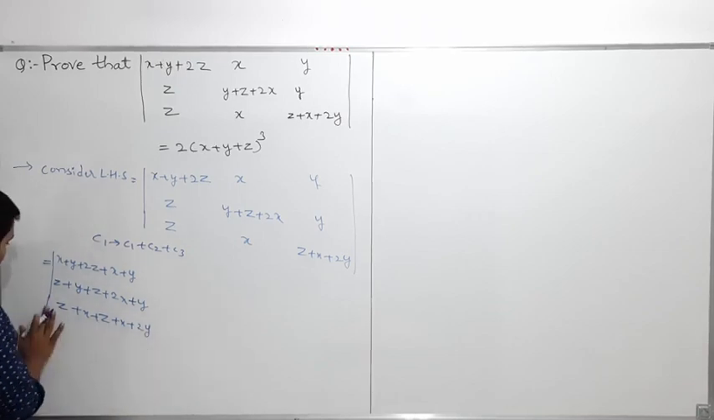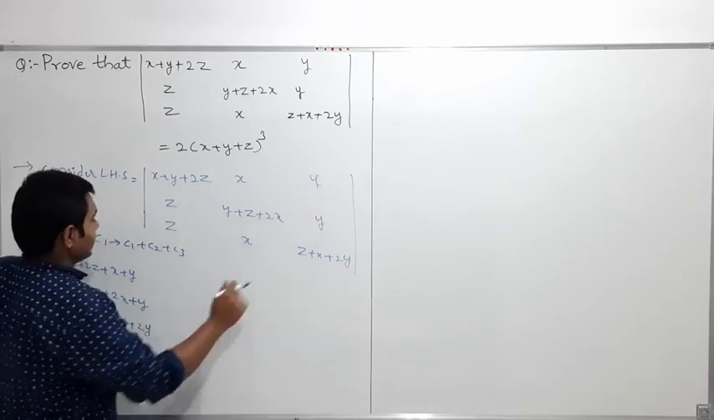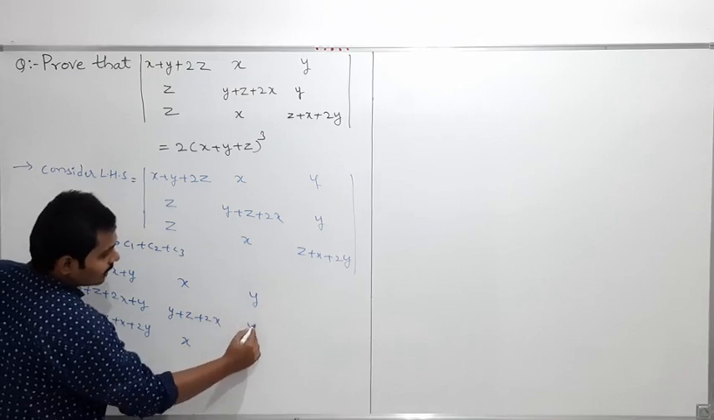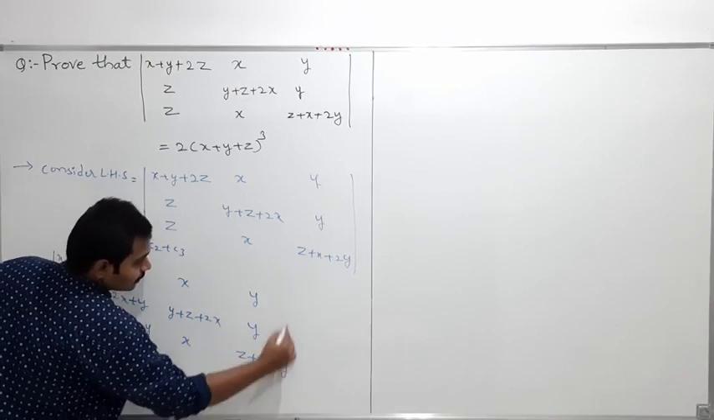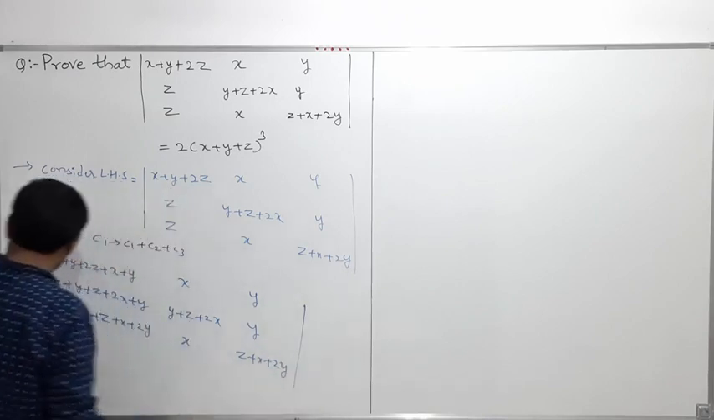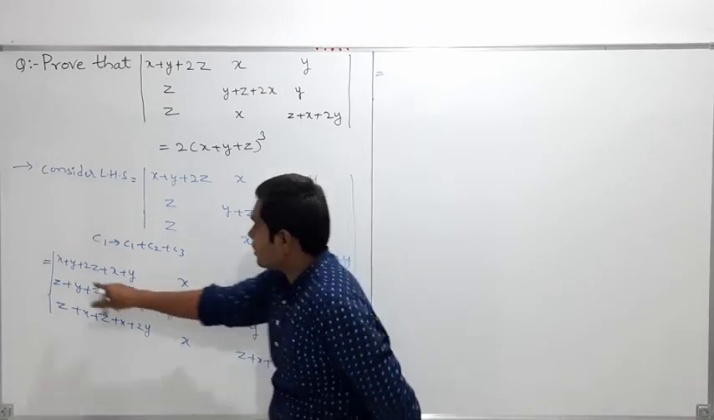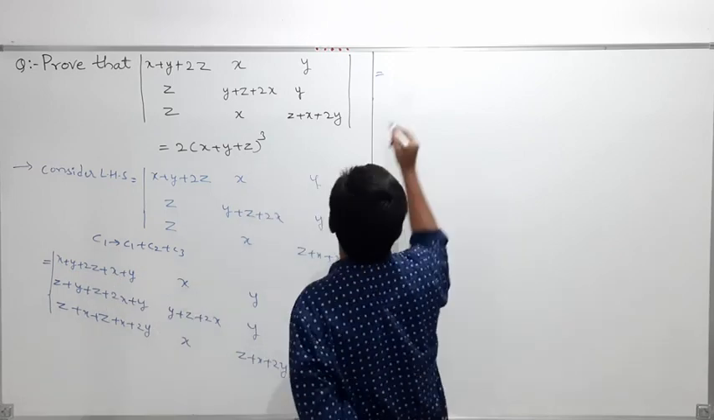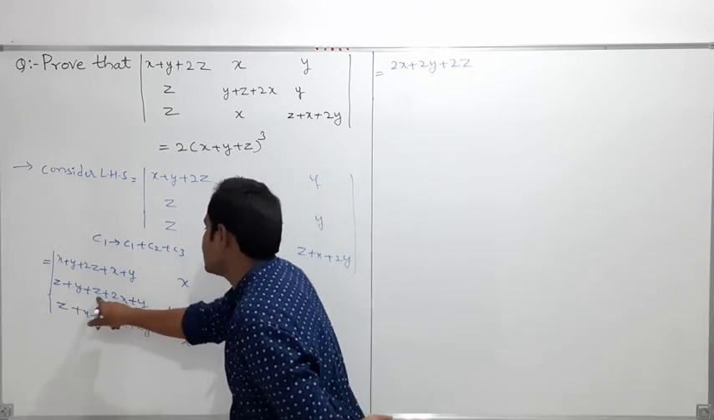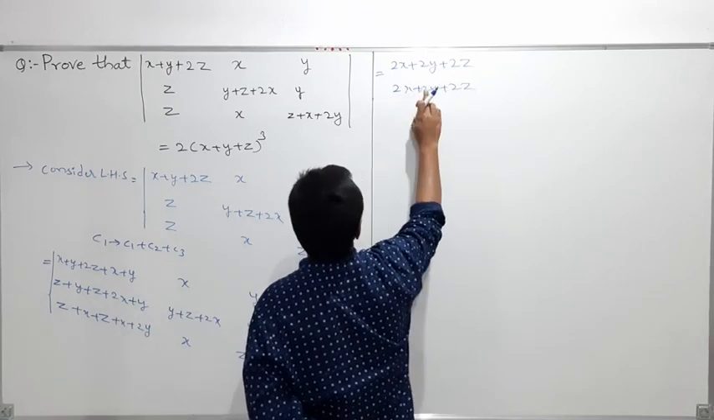And further, my dear students, you can write here the remaining column 2 and column 3 as they are: x, y plus z plus 2x, x, and here it is y, z plus x plus 2y. Clear? And next you can take the common factor here, my dear students. In row 1, if you simplify, you can write it as: this will become x plus x, 2x, y plus y, 2y, and 2z. So therefore here it is 2x plus 2y plus 2z. And here also z plus z, here it is 2z, 2x is there, y plus y, 2y. So therefore 2x plus 2y plus 2z. Clear?